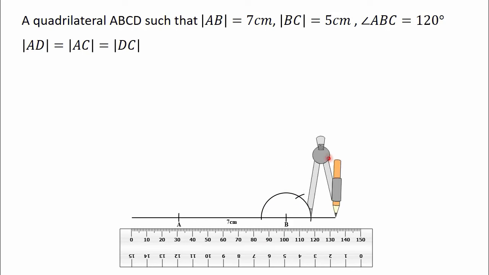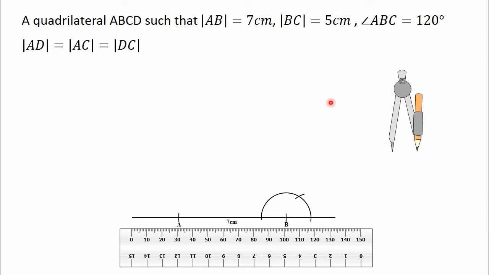We have learnt from the videos on construction of angles that when we do this, the angle formed between this point and this point here is 120 degrees.